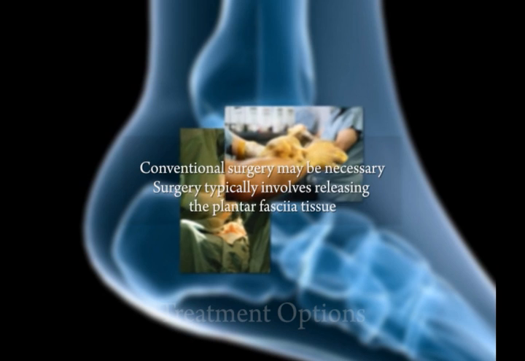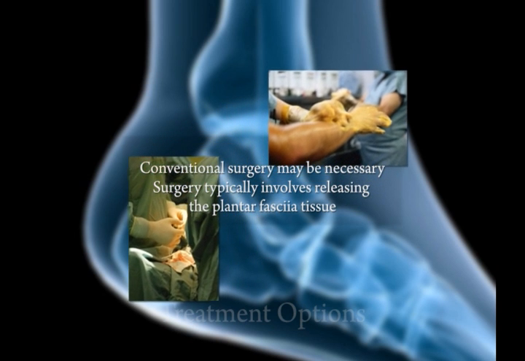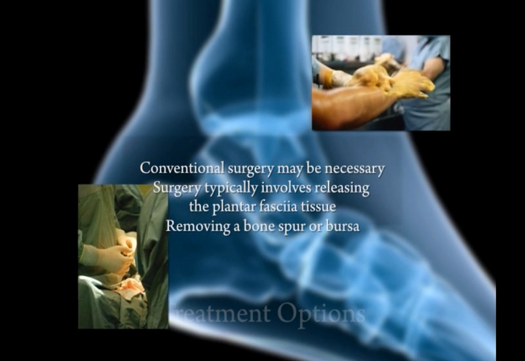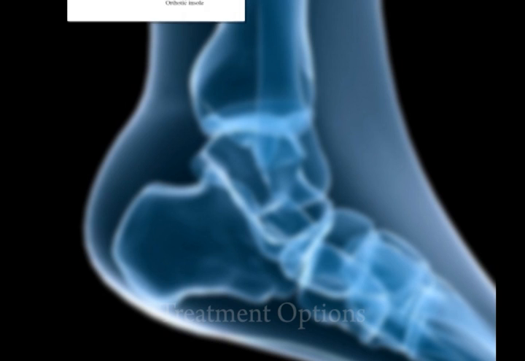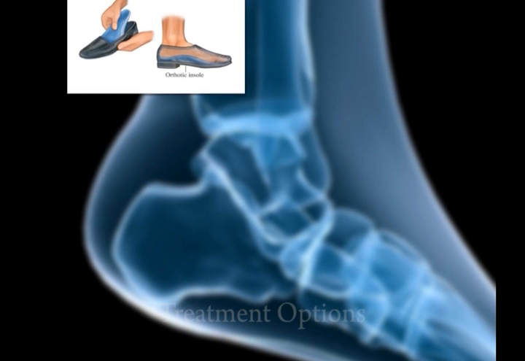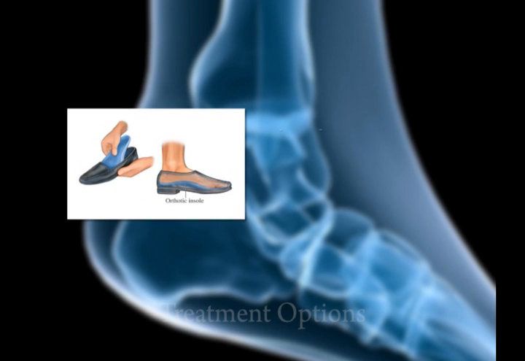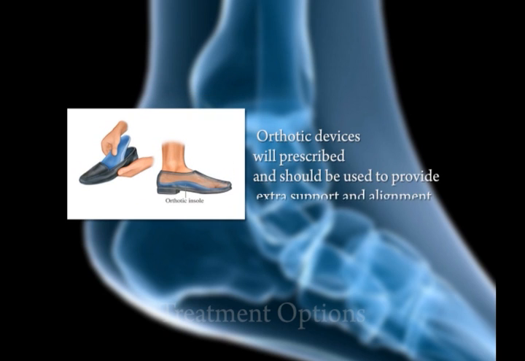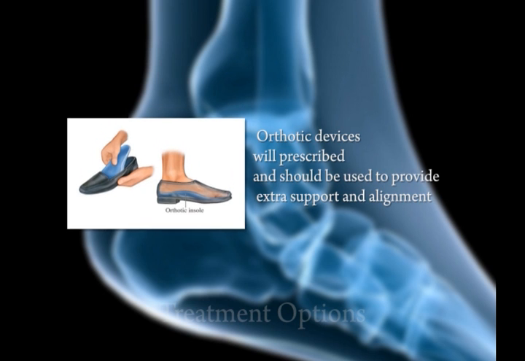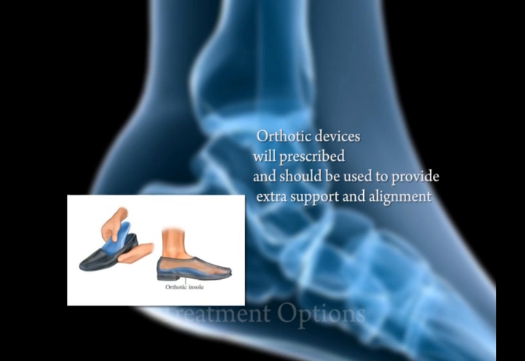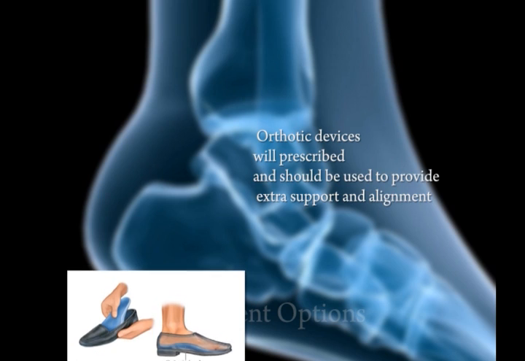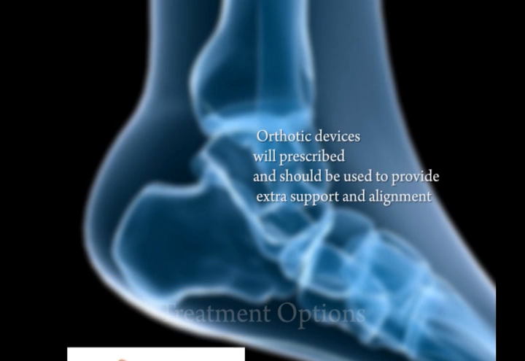Surgery typically involves releasing the plantar fascia tissue or removing a bone spur or bursa. When the plantar fascia is released, the arch of the foot may not function normally and will require additional support. Orthotic devices will be prescribed and should be used to provide extra support and alignment for this imbalance. If the imbalances are not corrected, hammer toes and bunions may develop, causing pain and disfigurement.